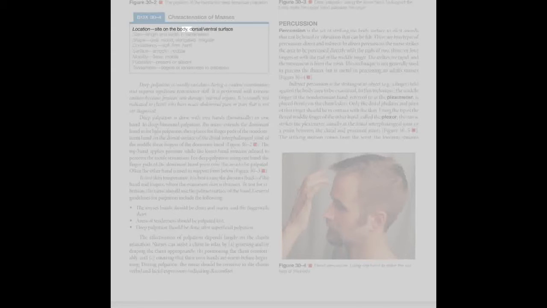Location: site on the body, dorsal/ventral surface. Size: length and width in centimeters. Shape: oval, round, elongated, irregular. Consistency: soft, firm, hard. Surface: smooth, nodular. Mobility: fixed, mobile. Pulsatility: present or absent. Tenderness: degree of tenderness to palpation. Box 30-4, characteristics of masses.